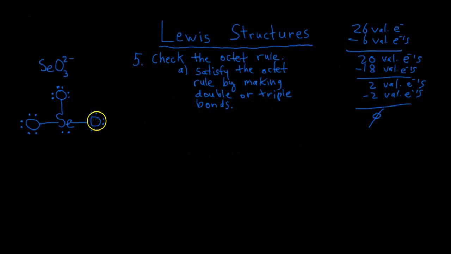Oxygen sees 2, 4, 6, 8. All of them see 8. Selenium sees 2, 4, 6, 8. The octet rule is satisfied. By the way, if it's an ion, you should put the entire structure in brackets and put the charge in the top right-hand corner of the brackets.